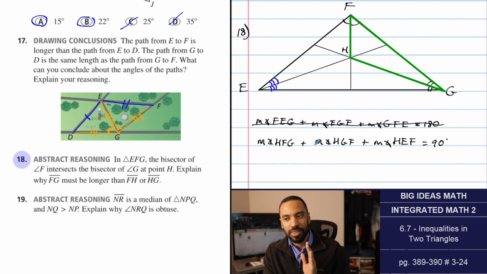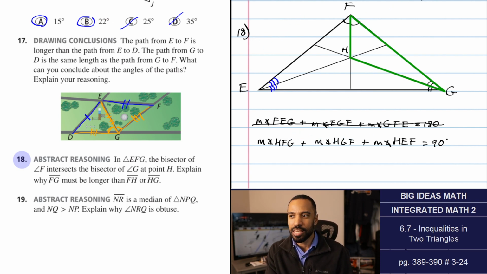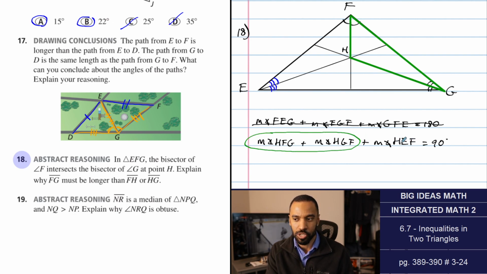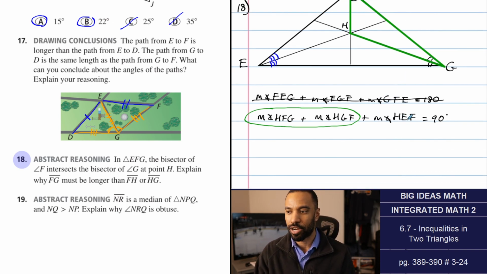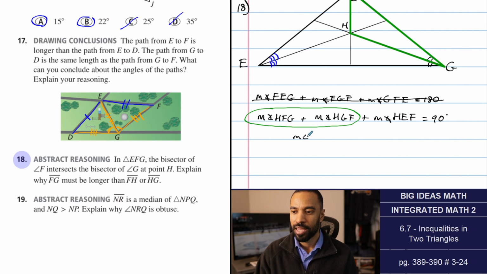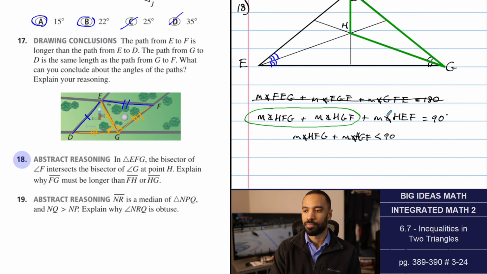What's important about these adding to 90 is that these two, the ones that are inside that green triangle, have to be therefore less than 90 because this one has to have some sort of measure. So when I get this out of the way, that means measure of angle HFG plus measure of angle HGF has to be less than 90 degrees.